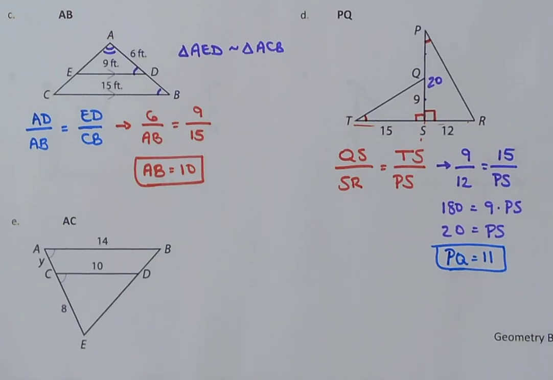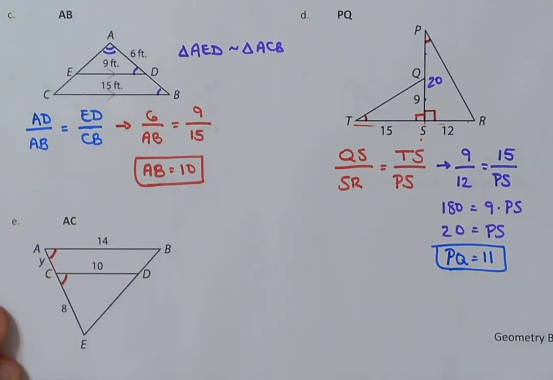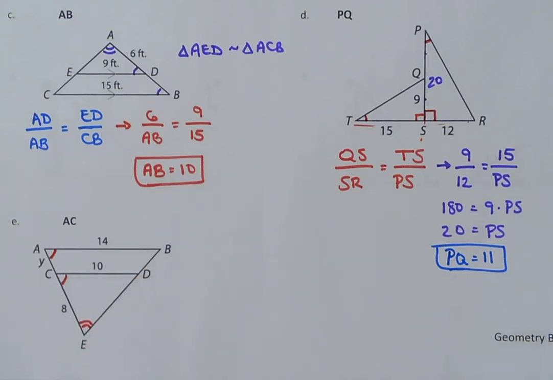All right, last one to run through, which would be E. Quickly, to determine that these two triangles are similar based off angle-angle, we know that A and C are congruent because they told us, and we know that angle E is congruent to itself based off the reflexive property. Now, they want us to go through and figure out the length of AC, or in this case, Y. So we need to figure out that length.